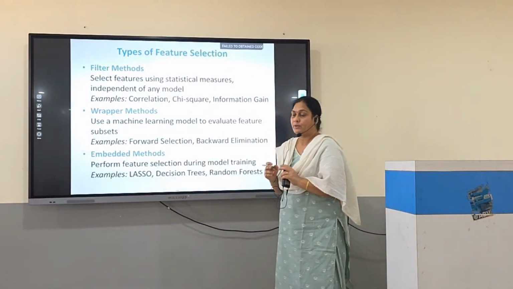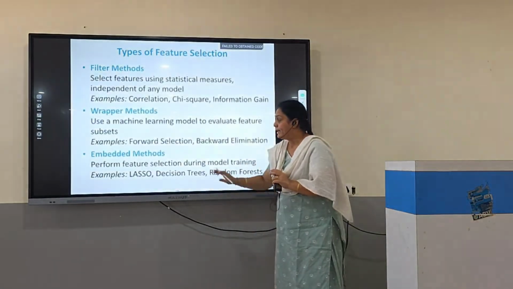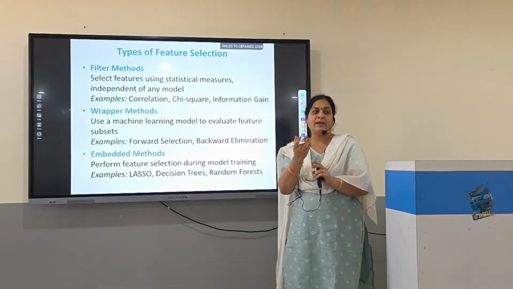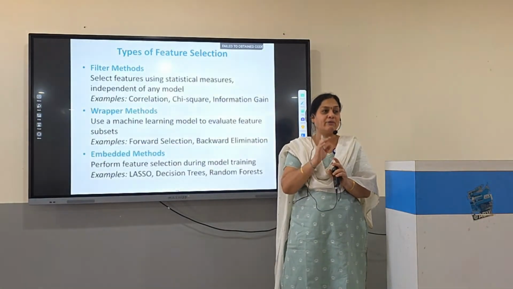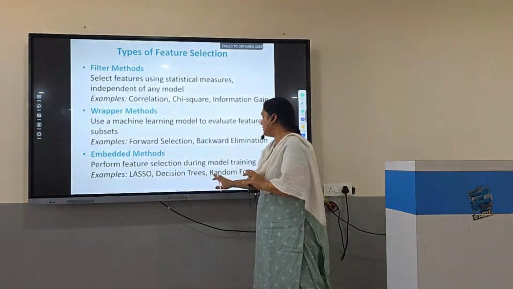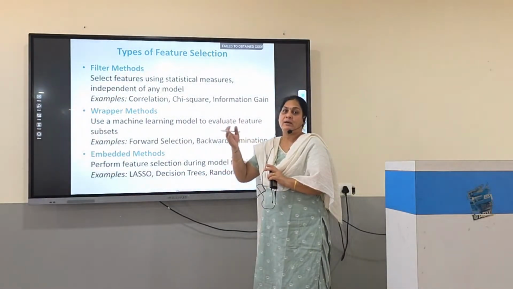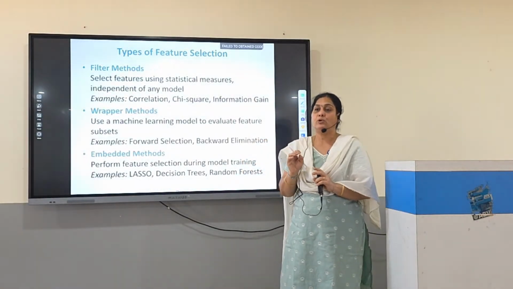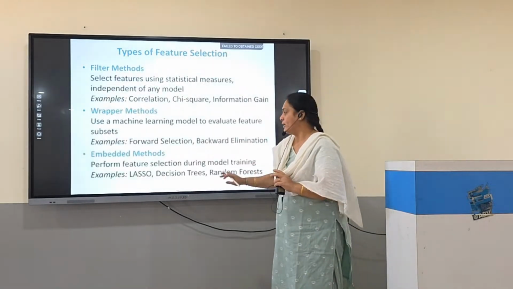Similarly, embedding methods perform feature selection during model training. During model training only, you select which are required and which are not required. For example, Lasso, decision tree, random forest. Depending on how you select the machine learning model, at that time only you select which features you are going to use for your model.